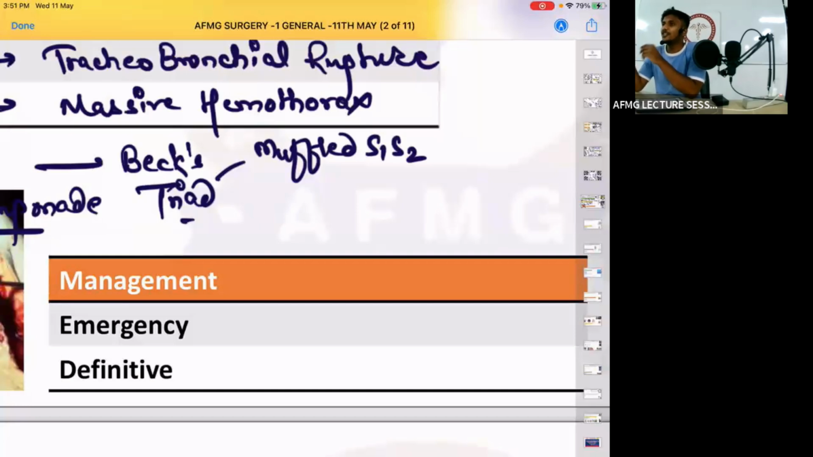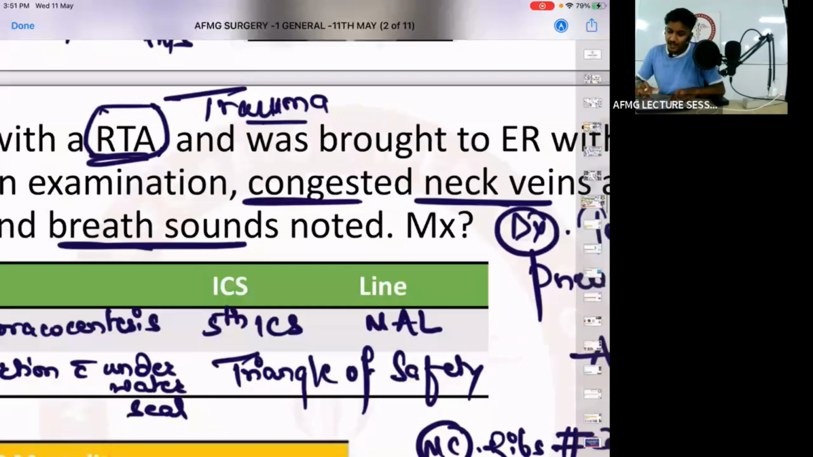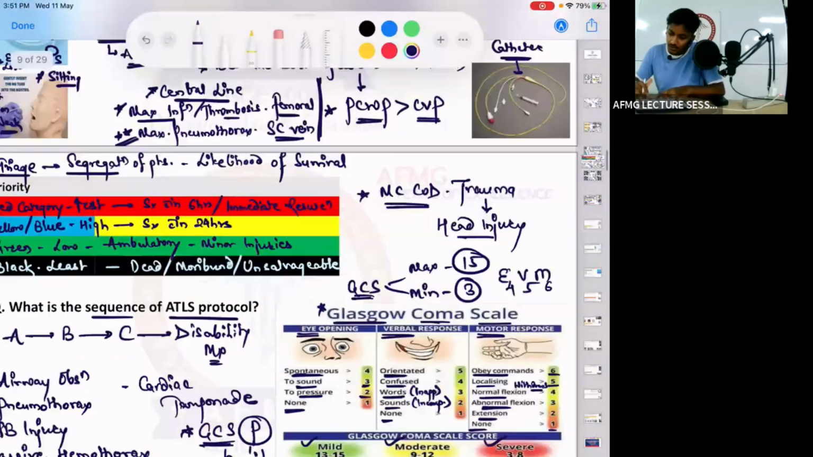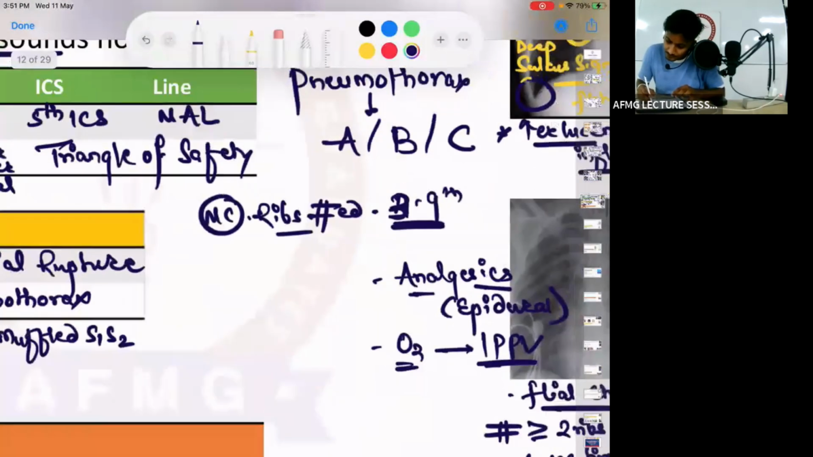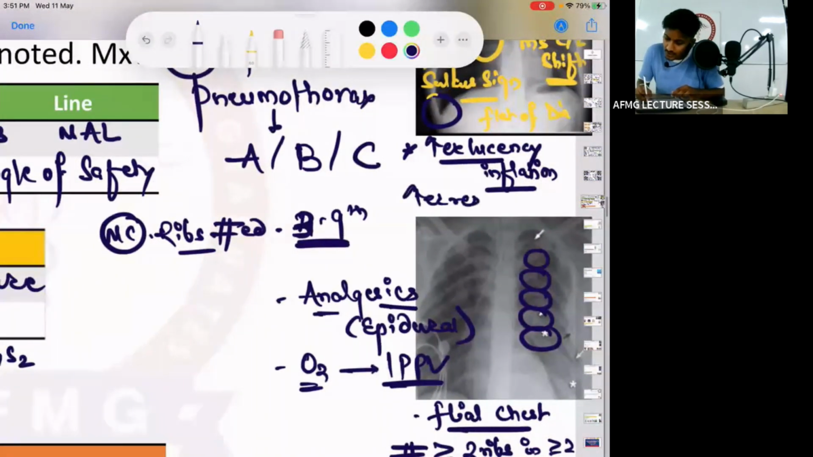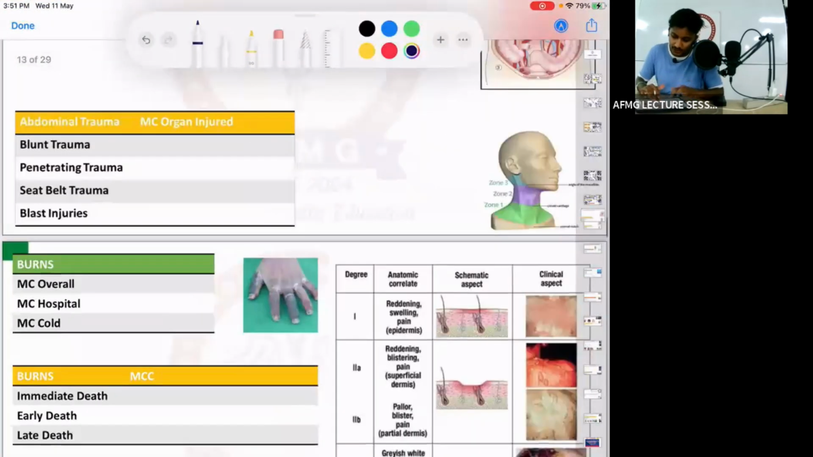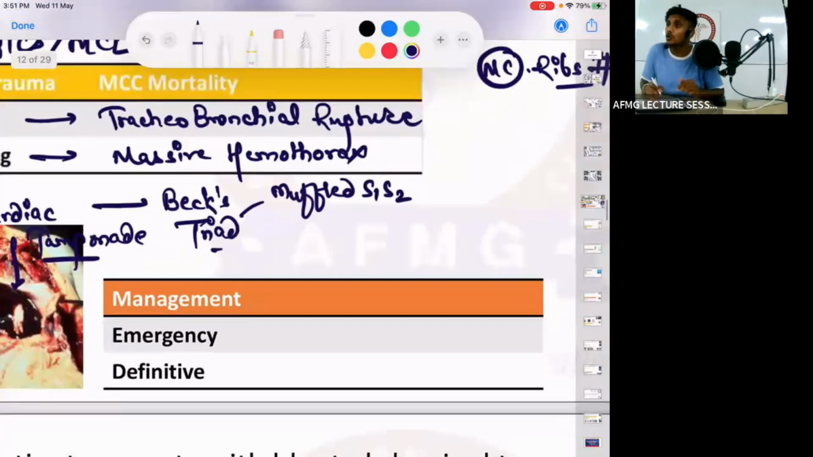Second feature, percussion. On percussion in pneumothorax, which kind of note would there be? Hyper resonance is seen. But in cases of cardiac tamponade, what is seen? A dull note is seen on percussion. No issues with this, anybody?